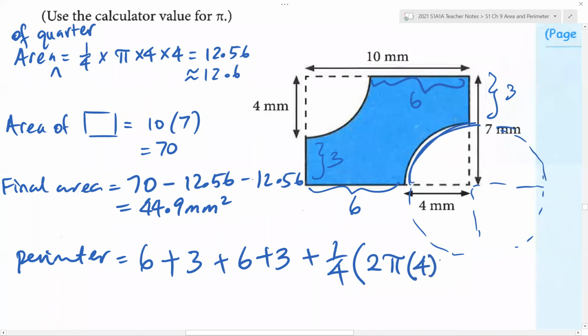Correct. Now, this is for one of this curve. We need another one curve, isn't it? It is the same. So what should I do? Should I add again or should I times 2? Times 2. Okay, work it out.